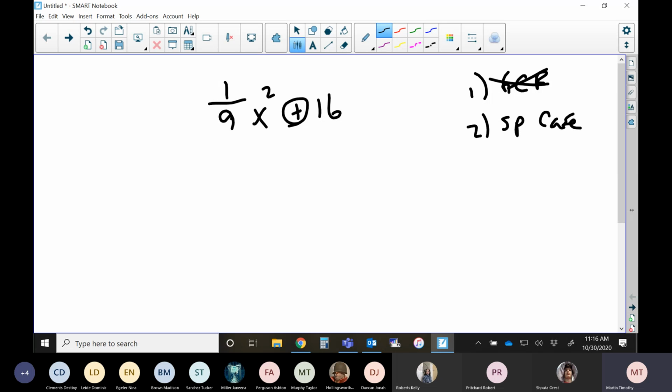But then I see this plus sign. So I know that if it's going to be a difference of squares, I know it's going to be using the imaginary ones. Do you guys get what I mean by that? Yes or no?